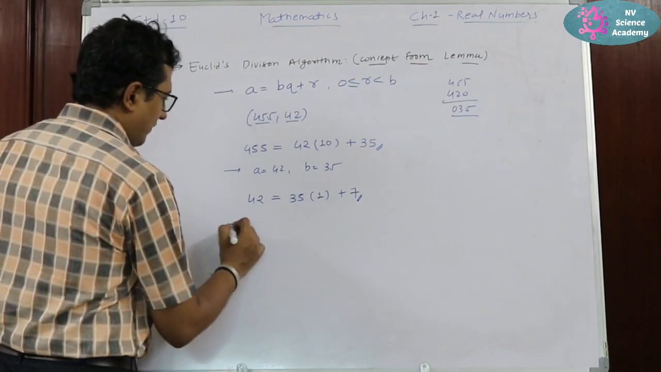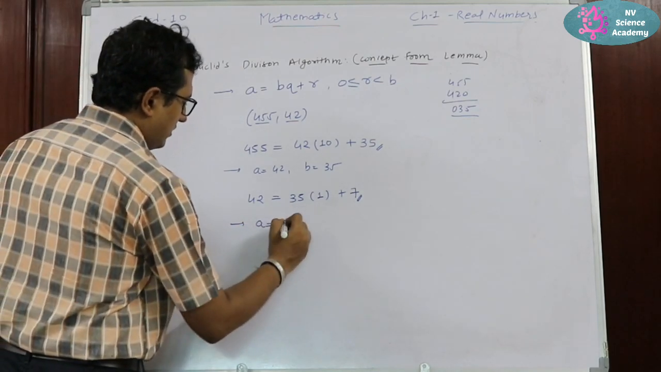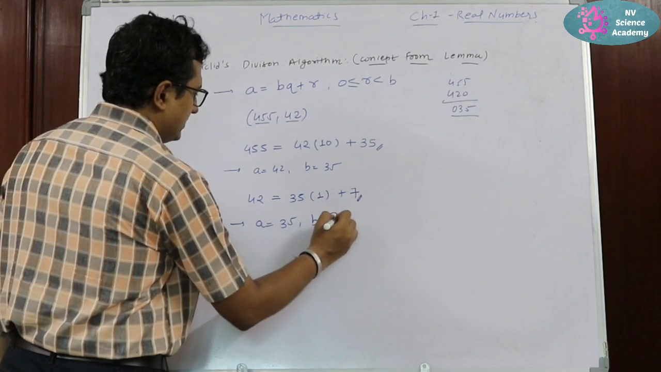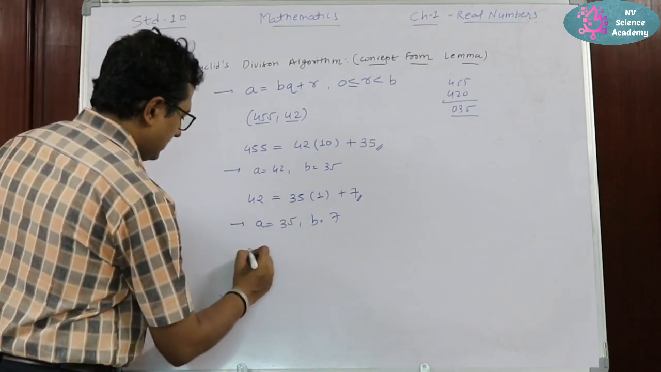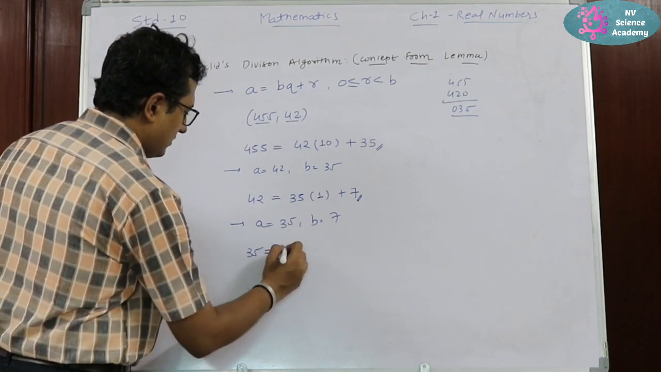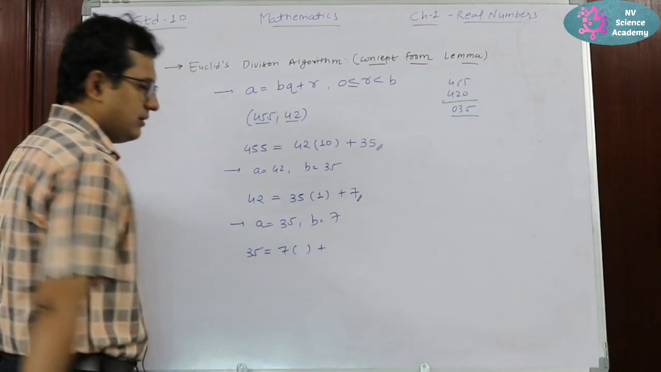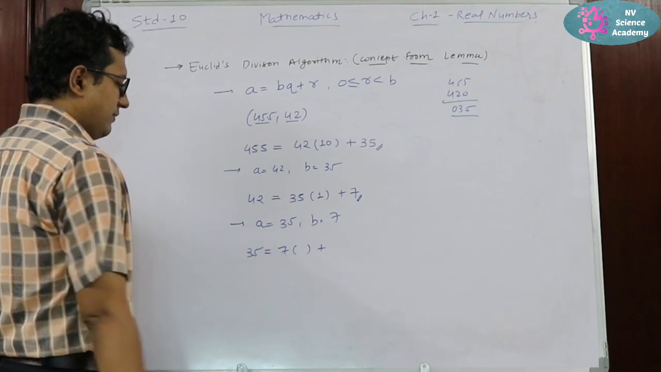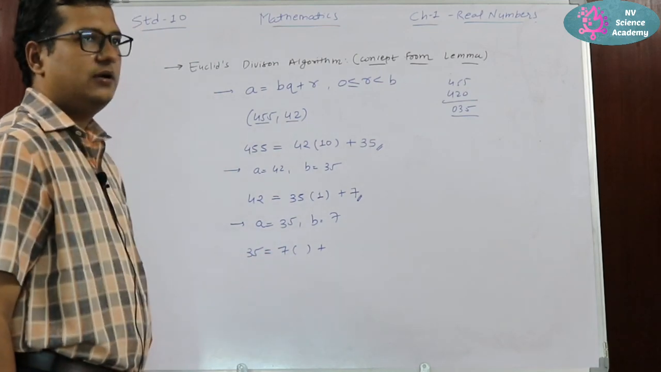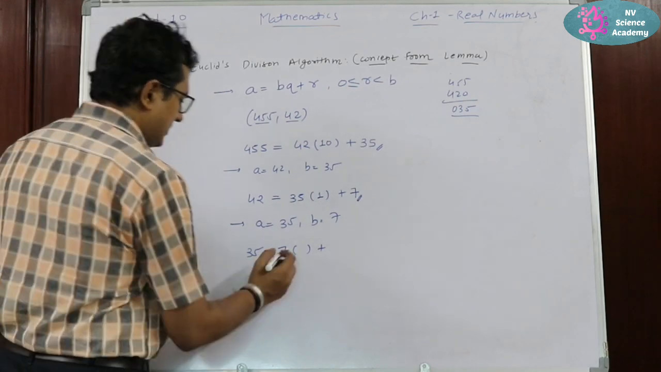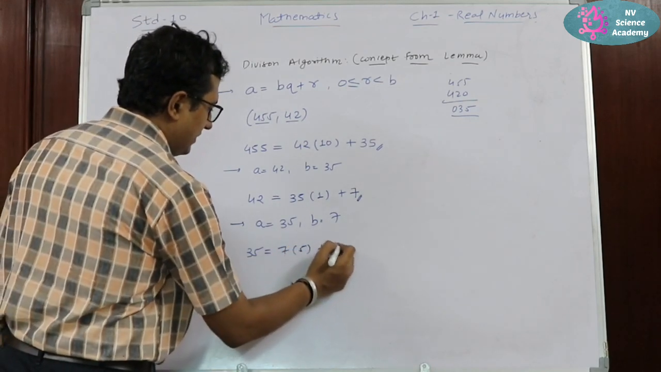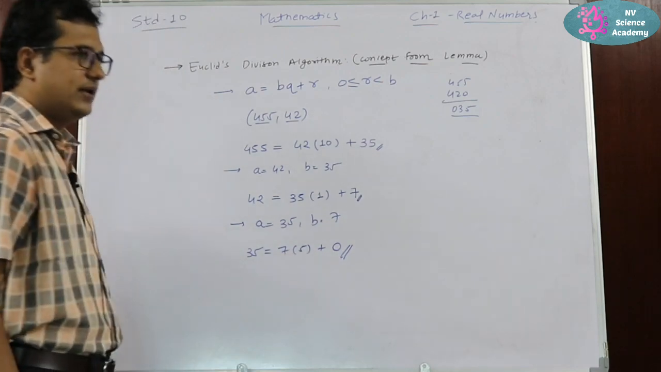Now the value of A is equal to 35 and B is equal to 7. Let us again put the values in the equation. So 35 is equal to 7 multiplied by something plus a remainder. I know the table of 7, and in the table of 7, 7 multiplied by 5 is 35. So when I write 7 multiplied by 5, the remainder will be 0. Now here the remainder is 0.